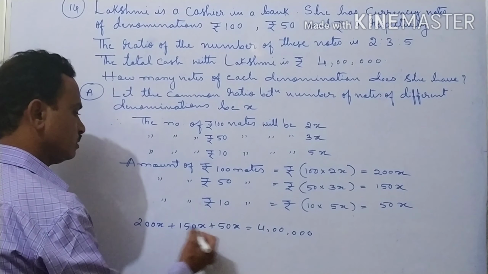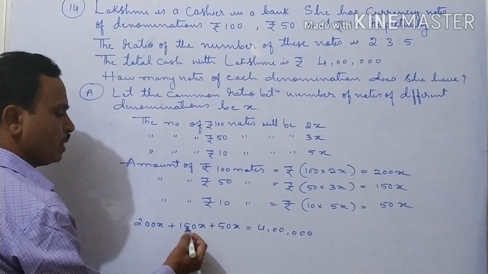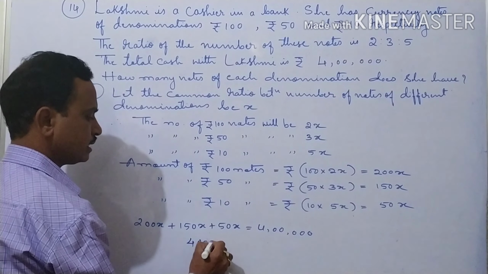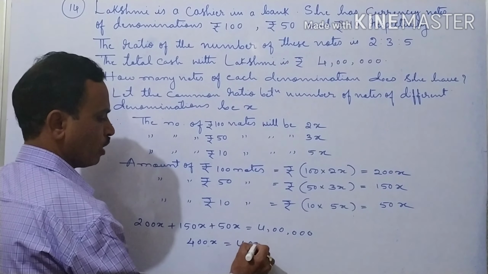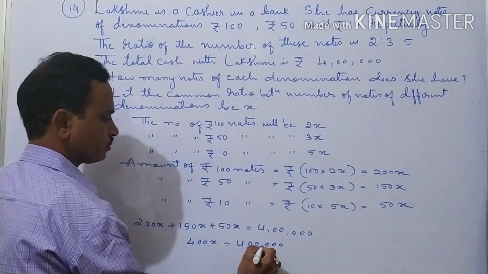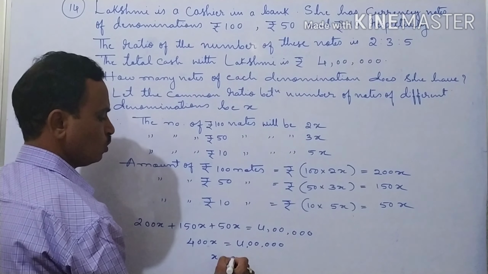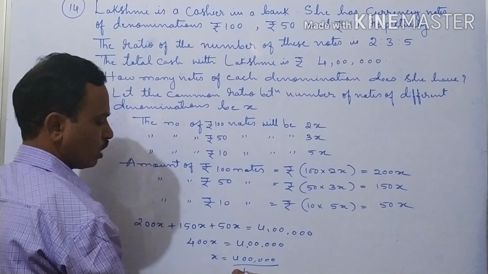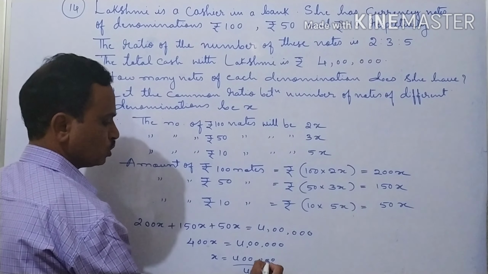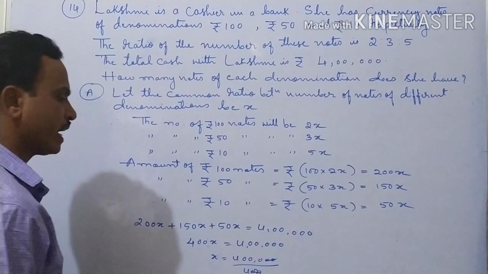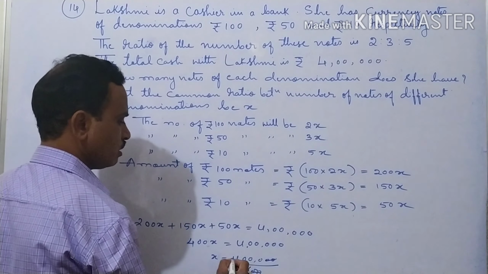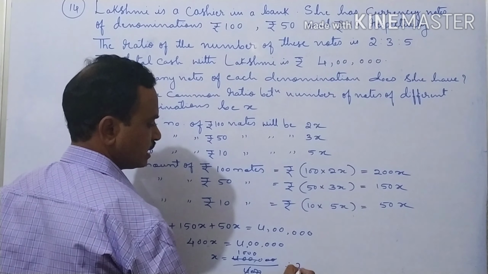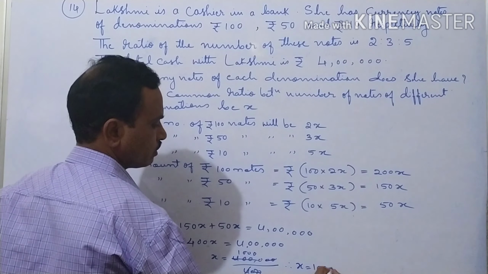Now add these three values. 200 plus 150 plus 50 becomes 400x. So 400x is equal to 4 lakh rupees. Then x is equal to 4 lakh divided by 400. The 2 zeros in the denominator and 2 zeros in the numerator get cancelled. Then 4 ones are 4, with 3 zeros. Therefore x is equal to 1000.